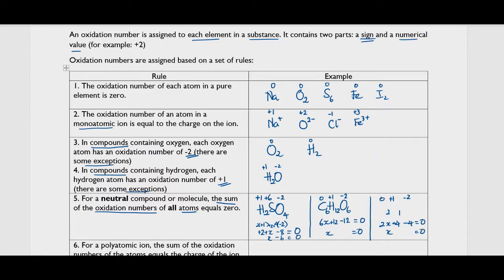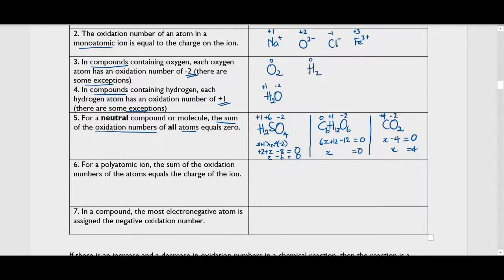I don't like this example. I'm going to pick one where it's not 0. Let's do CO2. So the oxidation number of oxygen is negative 2 here. So 2 oxygen is negative 4, which means that carbon must be positive 4 because the oxidation numbers of the two elements have to add up to 0. So X equals 4. I can come up with better examples when we get to this one.